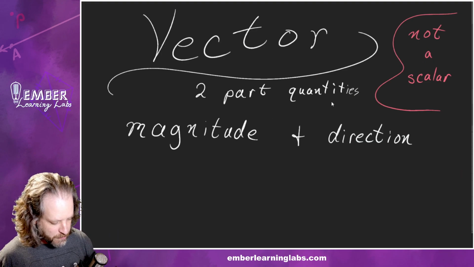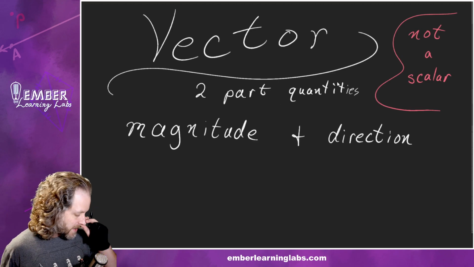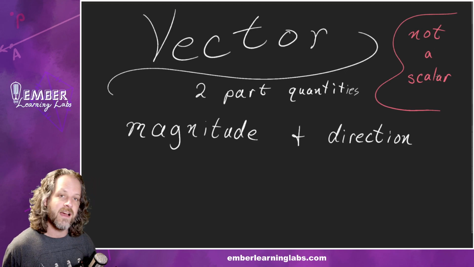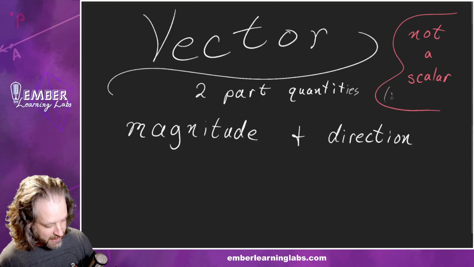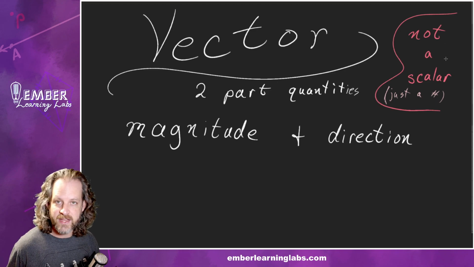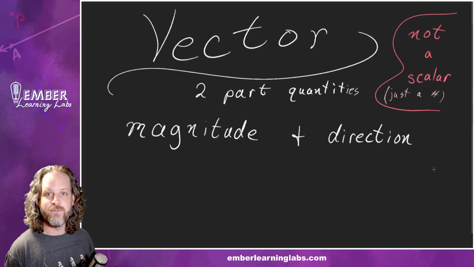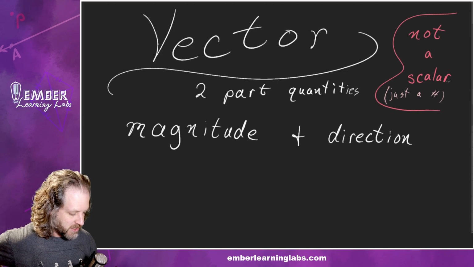So, a vector, what is it? It is a two-part quantity. Vectors are two-part quantities. They are not scalars. Scalars are the types of numbers that we have used in the past. I like to describe a scalar as just a number. It doesn't have two parts. So it's just a 5 or 6 or a negative 3,482 or a 1/2 or a 0.84 or an i, or whatever else. It's just a number.